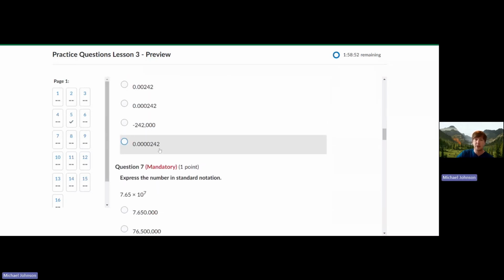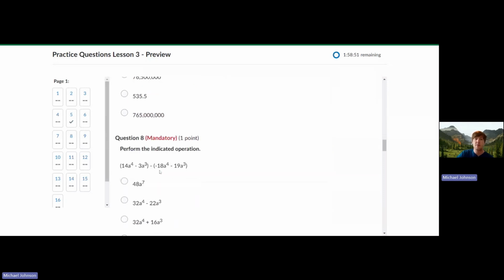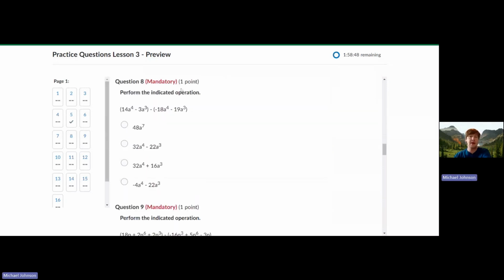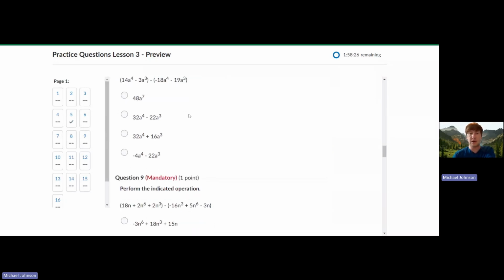And then here again, check the zeros. Perform the indicated operation here. The key to doing this is you have to distribute the minus to the negative 18a to the 4, distribute the minus to the negative 19a to the 3, and then combine like terms. So combine all the a cubes together, combine all the a to the 4s together, then you'll get your answer.